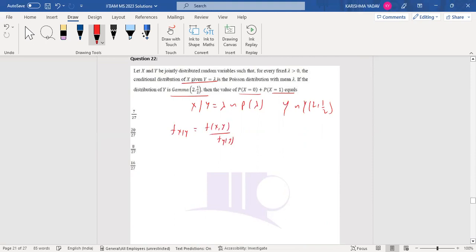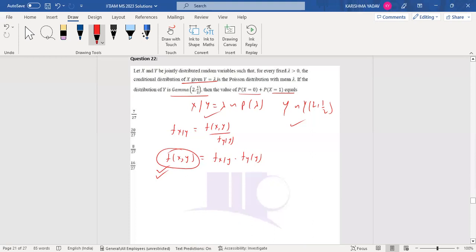Okay, so we'll just apply a very simple thing, that is f of x comma y is equal to f of x given y into f of y. We know the distribution of y, and we know the conditional distribution of x given y. We'll just put these formulas in and we'll get our joint distribution of x and y, and we'll find the marginal of x from this joint distribution of x and y. We are going to apply these things here.